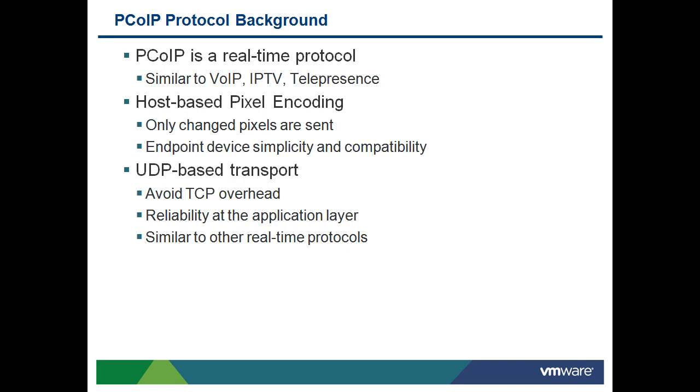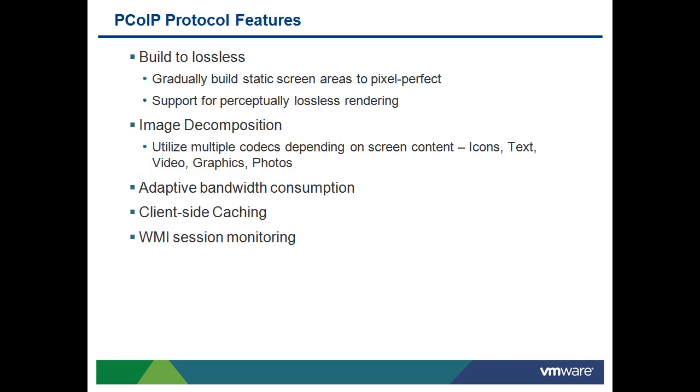So let's focus on a few key features of the PCoIP protocol. This is not an exhaustive list by any means, but a few highlights that I think are relevant to this session or that have been recently added or updated. So I wanted to point them out. And the first is build to lossless. Sometimes you'll see this called progressive build, and all it really means is that PCoIP can utilize lower quality updates on portions of the screen that are in motion and then rapidly build them to pixel perfect once they become static.